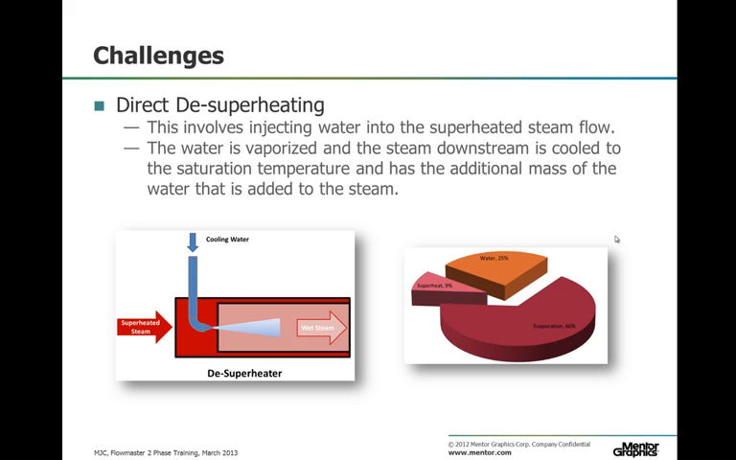Once the superheated steam reaches the point where it will be used, the superheat must be reduced. This involves injecting water into the superheated flows. The water is vaporized and the steam downstream is cooled to the saturation temperature and has the additional mass of the water added into the steam. This change in enthalpy and mass must accurately be accounted for as part of any two-phase solution.